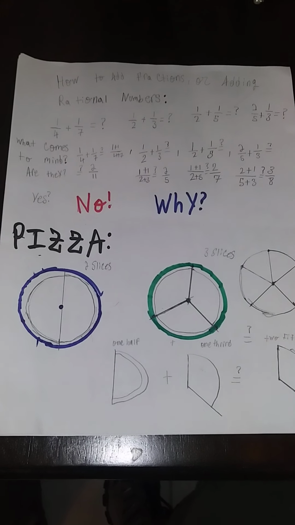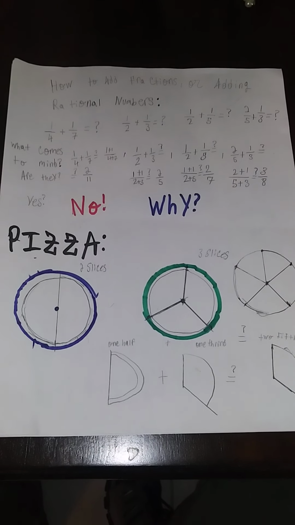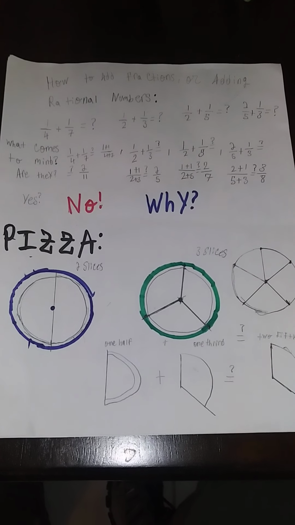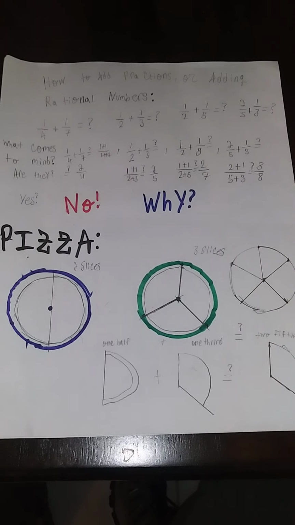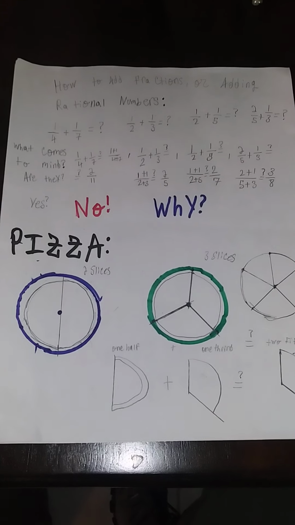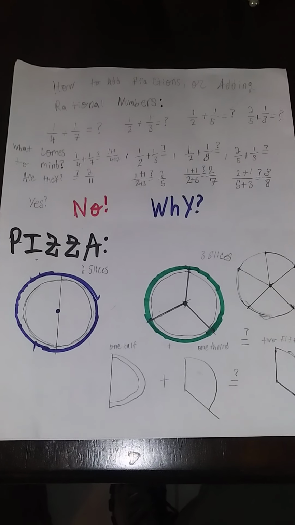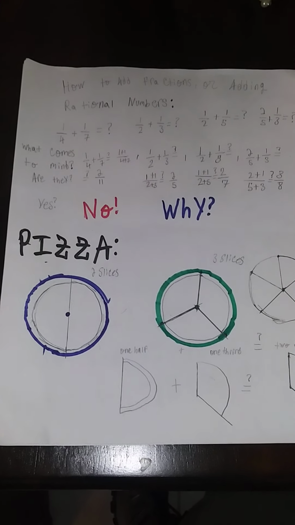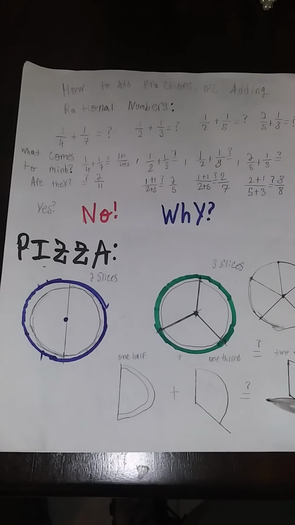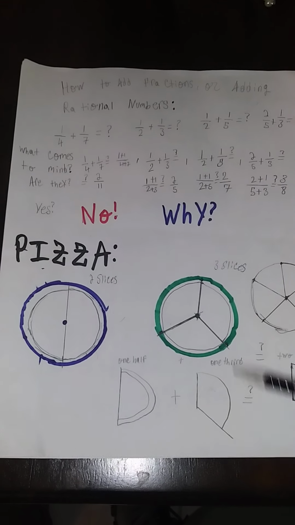In this video, we will be looking at how to add fractions, or adding rational numbers. A fraction is just a part of a whole number. A whole number is 1. A fraction is just a part of a whole. So we will look at how to add fractions.